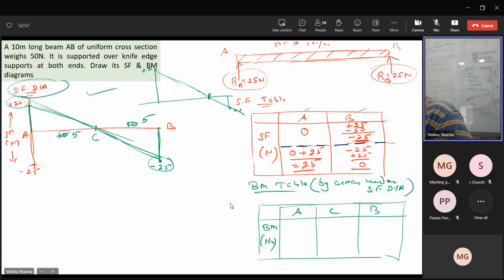What will be the value? 0. Okay, I carry forward 0. What is the change from A to C? Just tell me what to multiply with what. Don't tell me the value. And with sign.